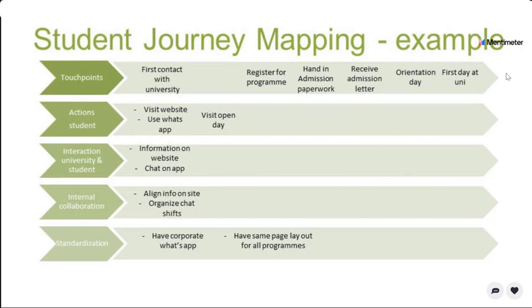So the way the student journey map works, and this is also how you will work on the case later on, is that you will first fill out the touch points on the top row, and then you can either work horizontally, just going row by row, determining what the actions for the students are for each touch point, and the interaction with the university and the student, etc.